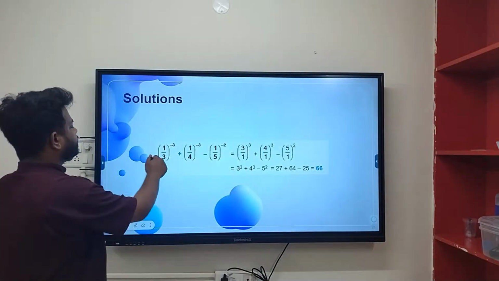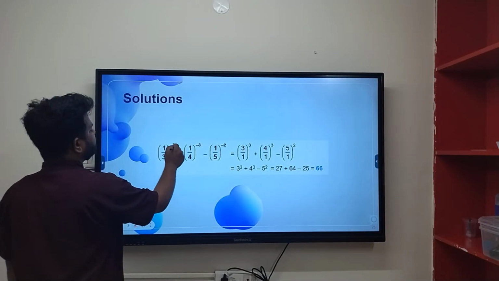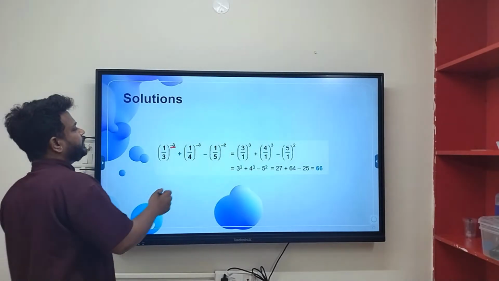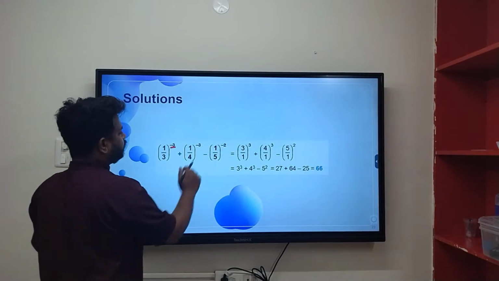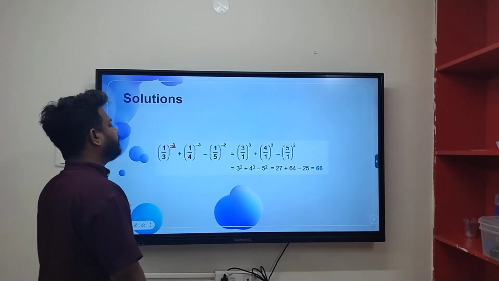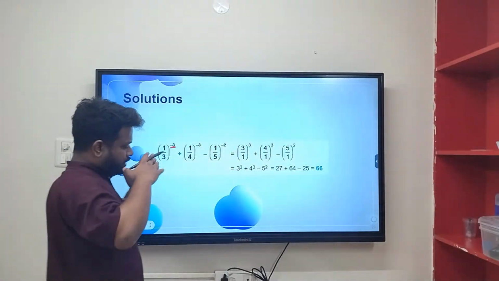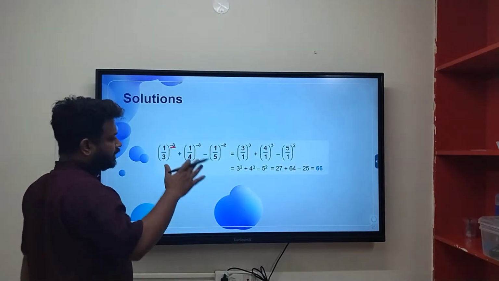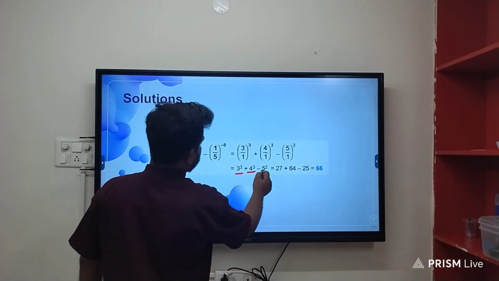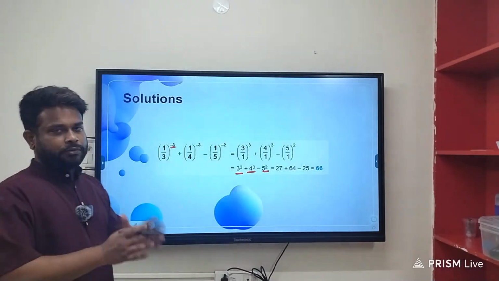They have just flipped the number 1 by 3, which has power minus 3. So if we flip it, then it will become 3 by 1 to the power 3 plus 4 by 1 to the power 3 plus minus 5 by 1 to the power 3. And we know that in the denominator position, 1 doesn't have any kind of value, so they write all this down here and solved it.